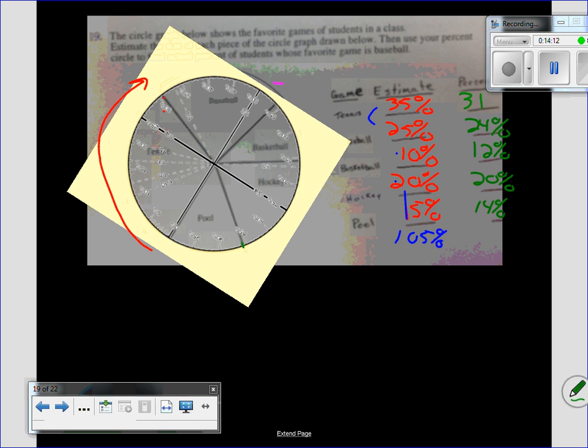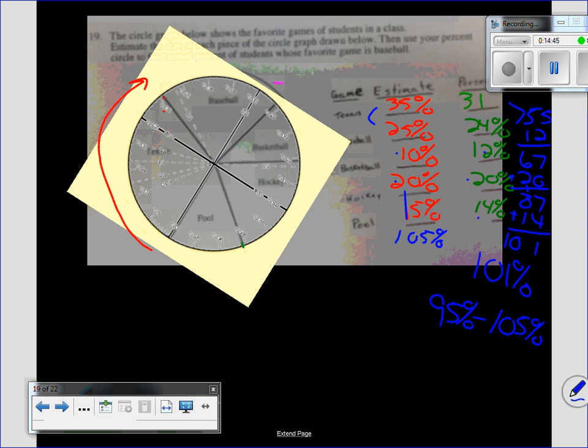Now what you always have to do is add these up, right, kids? I'm going to add them up with blue. I have 31 plus 24, which gives me 55. I'm going to go ahead and add 12 to that, which gives me 67. I'm going to add 20 to that, which gives me 87. Then I'm going to add my 14 to that. See how close I get. I have 101%, which is pretty accurate. I'll accept answers tomorrow from anywhere from 95% to 105% when you total all yours up.